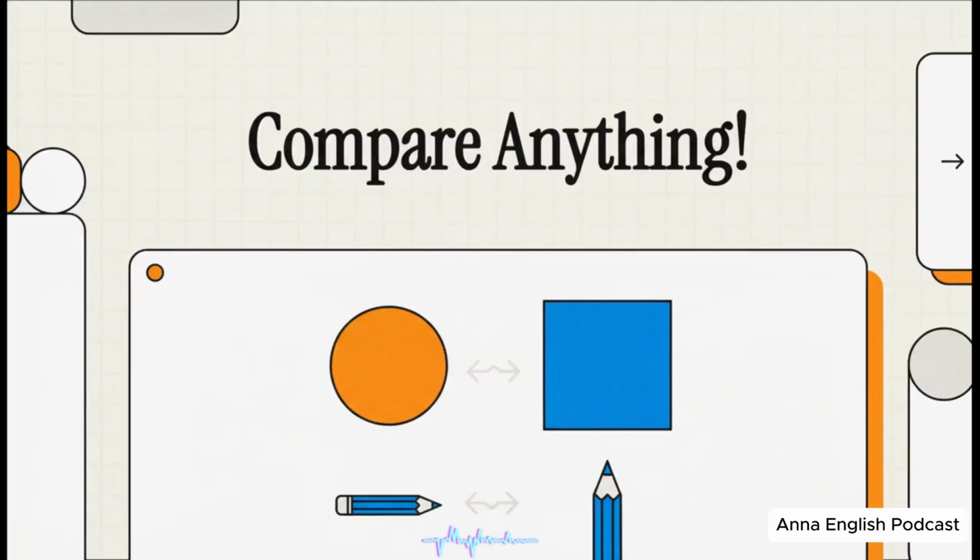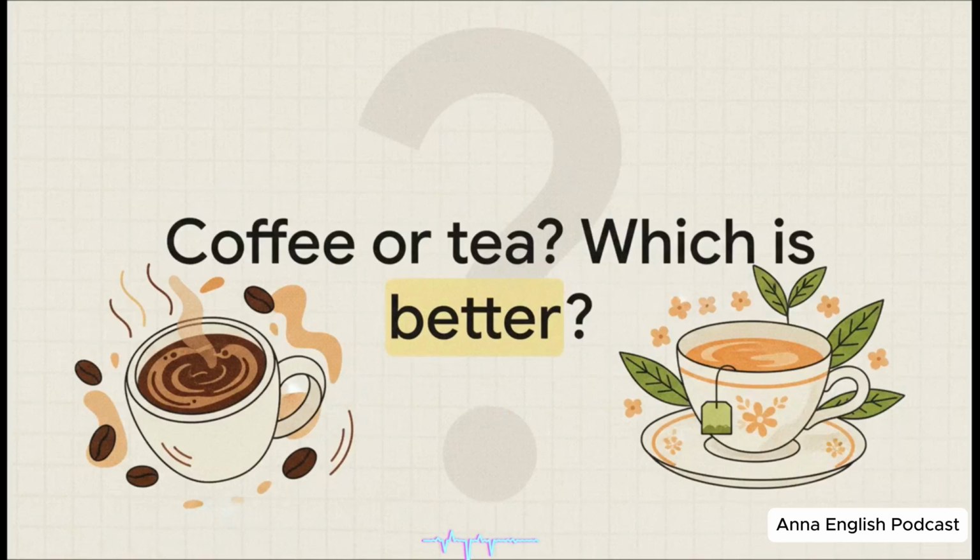Hey everyone, and welcome. Today, we're going to dive into something you'll use like every single day: how to compare stuff in English. It's absolutely key for having real conversation, so let's get right into it. All right, let's kick things off with a classic question. Coffee or tea? Which one is better? See? For everyday decisions just like this one, we absolutely have to know how to compare things.